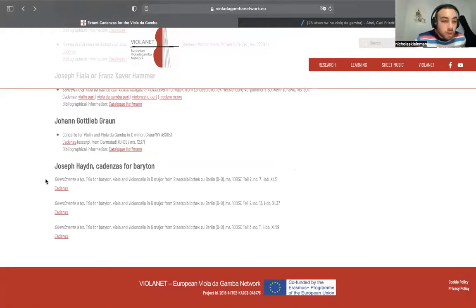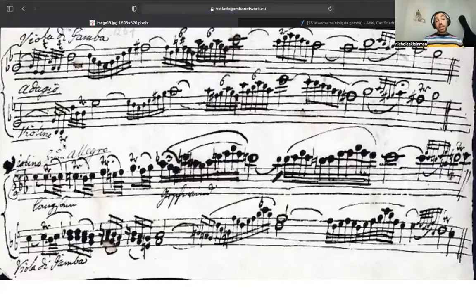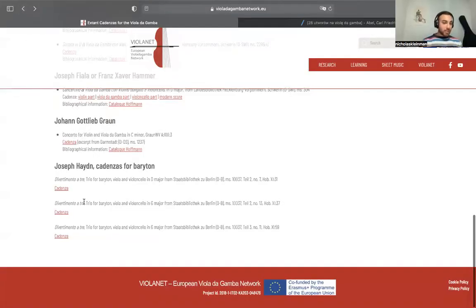But these cadenzas are not, as we'll see, as demanding as some of the other ones, for example Lidl or Hama or Fiala, the Graun one also. The only thing I will say about the Graun, which I forgot, is that he really follows this holding of a note, imitative counterpoint. This is a double concerto for violin and gamba, this is the gamba line, this is the violin line. And interestingly, he was in Berlin. Hesse and Graun were in Berlin, colleagues of Quantz. So maybe Quantz was giving them a nudge and saying, well, I think your cadenza should have this kind of species counterpoint. Anyway, back to Haydn.